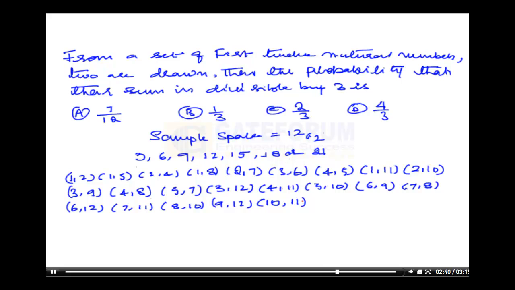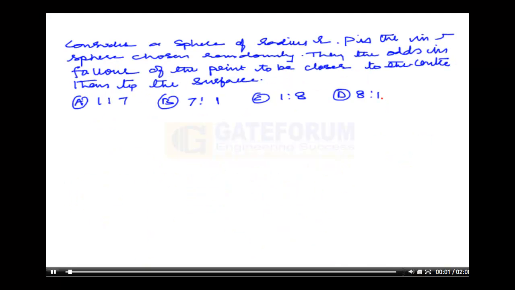So here the above list contains 22 pairs which are divisible by 3. Therefore the probability that the sum of the numbers is divisible by 3 is 22 favorable events by the total number of events, 12C2. That is equivalent to 1 by 3. That is, B is the answer.